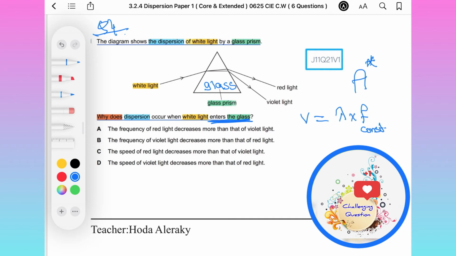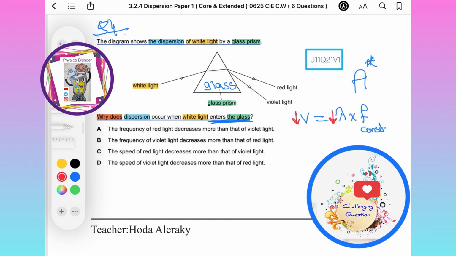What happens when white light enters the glass? The wavelength of violet is shorter, and accordingly the speed of violet will be decreased. Since violet has a shorter wavelength, its velocity, its speed, will be less inside.